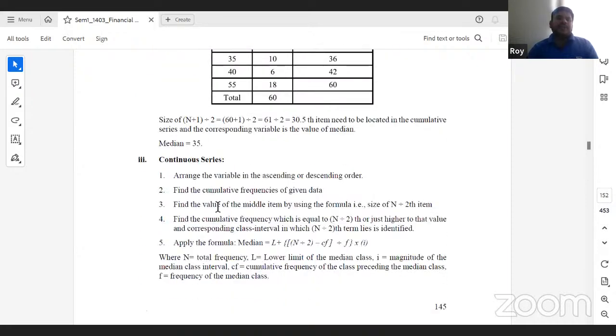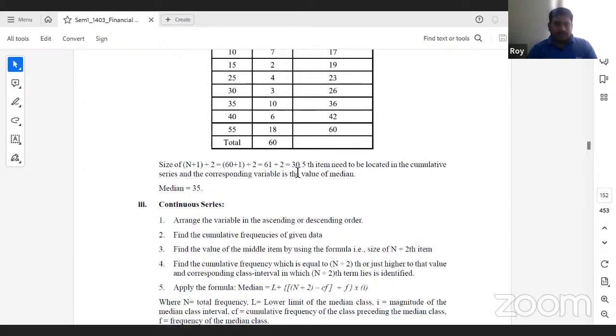What is the continuous series? Again, we need to understand what this is. Again, we need to arrange in ascending or descending order. Cumulative frequencies need to be done. Find the value of the middle item by using the formula n divided by 2, the item. Find the cumulative frequency which is equal to the n divided by 2th or just higher to that value.